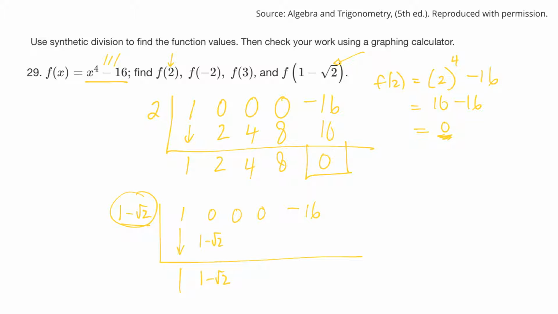Then multiply this by this. I'll do that on the side. 1 minus root 2 times 1 minus root 2. So it'll be 1 minus 2 root 2 plus root of 4, which is just 2. Oh, and 1 plus 2 is 3, so it'd be 3 minus 2 root 2. Okay, so that goes right here. 3 minus 2 root 2. Add, so it'll be 3 minus 2 root 2 again. Now multiply, so this time I'm multiplying 1 minus root 2 times 3 minus 2 root 2.